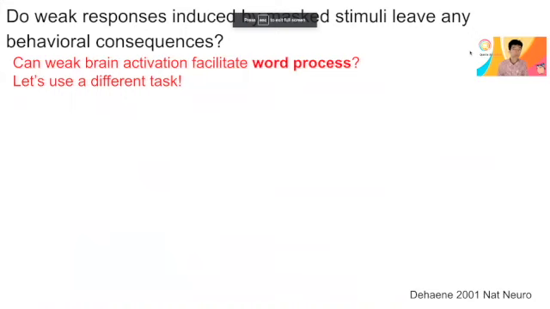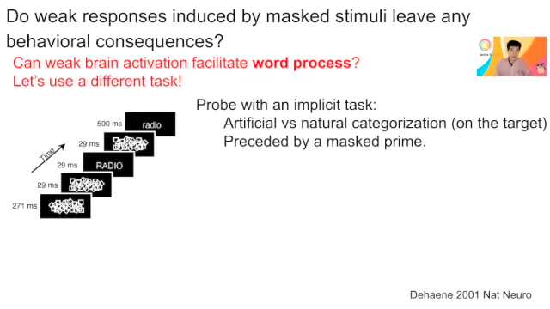Okay, but the team didn't actually stop there, and they asked the following important question. Can weak brain activation facilitate word processing? And to address that, maybe the 4 tasks they used were not really proper. They were not sensitive enough. So they came up with the following different task. The task was this implicit word categorization task, artificial versus natural categorization on the target stimuli.